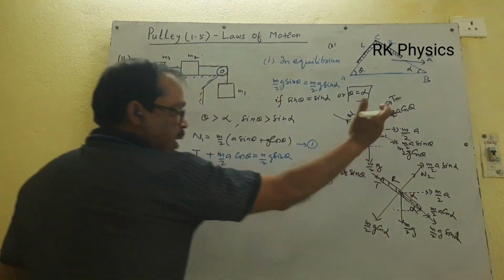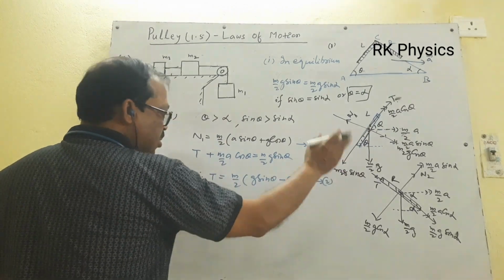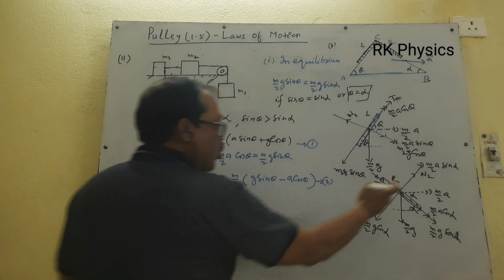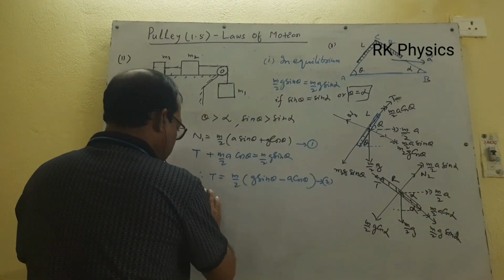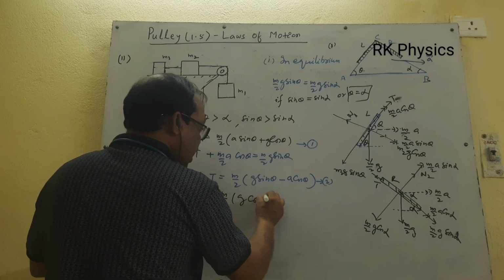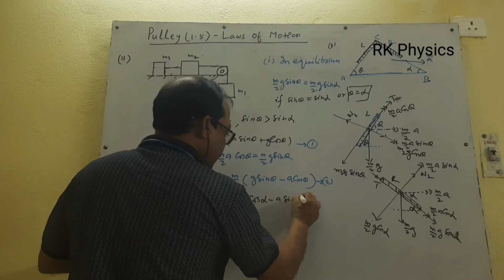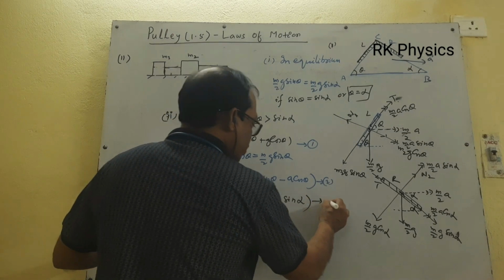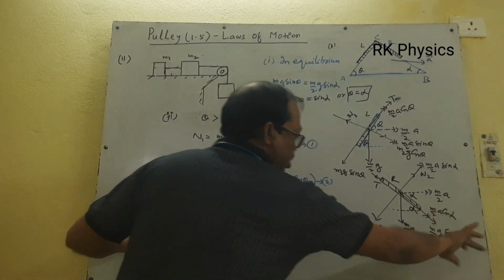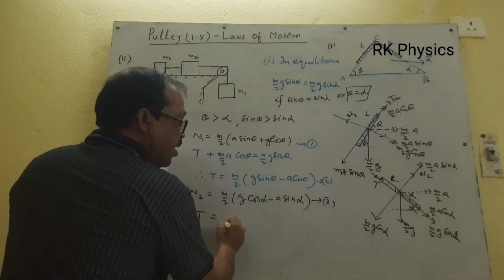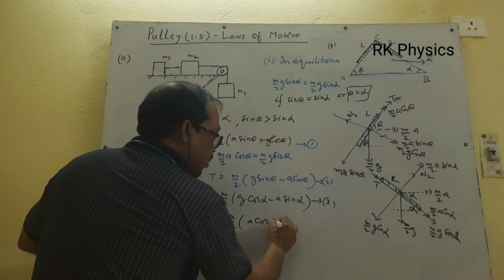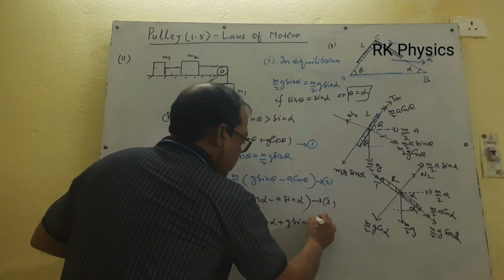Exactly like this, one equation along the normal, the y-axis, that says N2 plus this equals this. Therefore N2 is m by 2 into (g cos alpha minus a sin alpha). This is equation 3. Similarly along this direction, T is up and the sum of these two is down. So you write T is m by 2, taking it common, (a cos alpha plus g sin alpha).